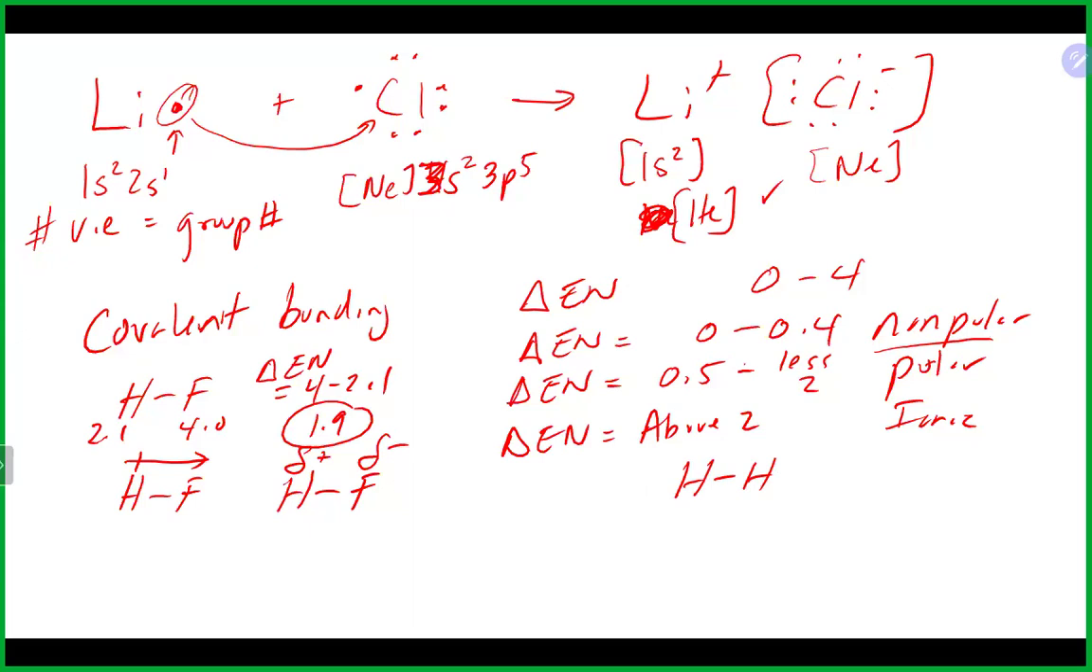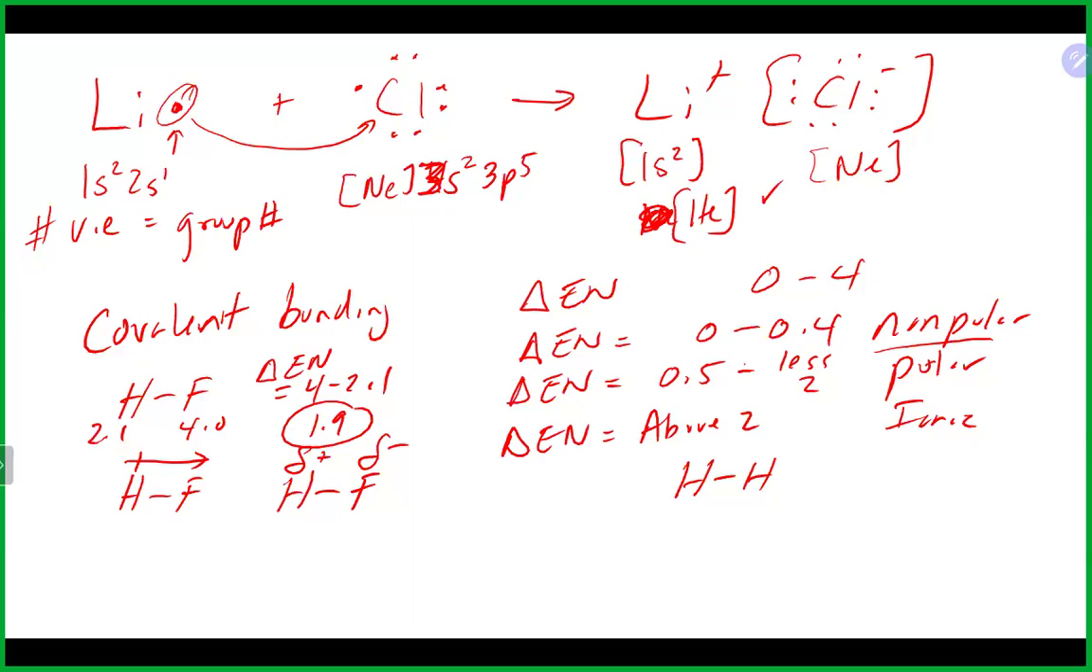Also remember that you really don't need the electronegativity values to determine if something is an ionic bond, because if you have a metal and a non-metal, that's all you need to know, and it's going to be an ionic bond, so you really don't need those numbers for that. Any questions on that there?